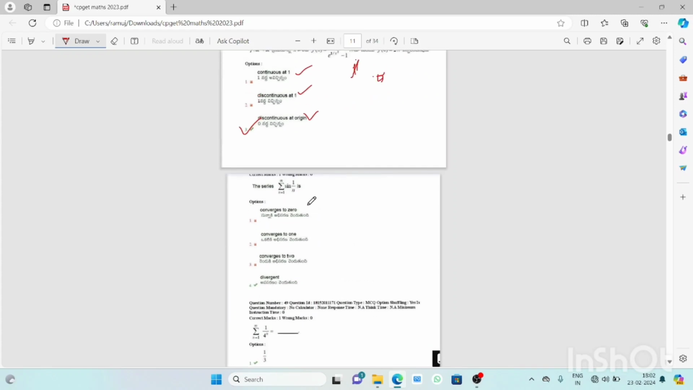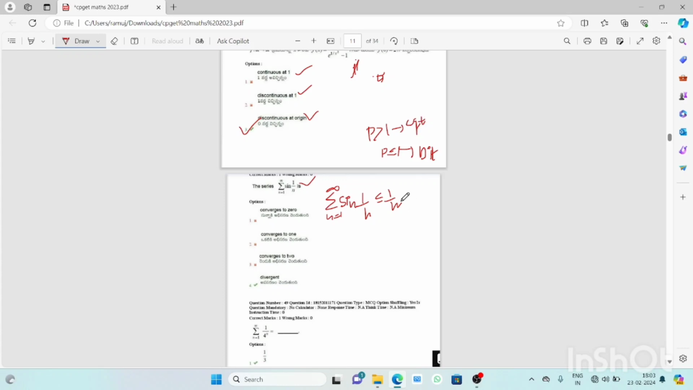Question 48 is the series summation n equal to 1 to infinity of sin 1 by n. He is asking whether it is convergent or divergent. I already told you, whenever these types of questions come, if you simply remember the p-series test, you can solve all the series questions. So that is sin 1 by n, which I can treat as 1 by n. The p-series test says whenever p is greater than 1, it is convergent; p less than or equal to 1 means it is divergent.